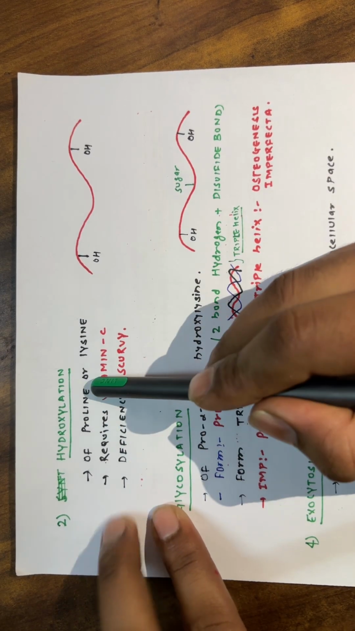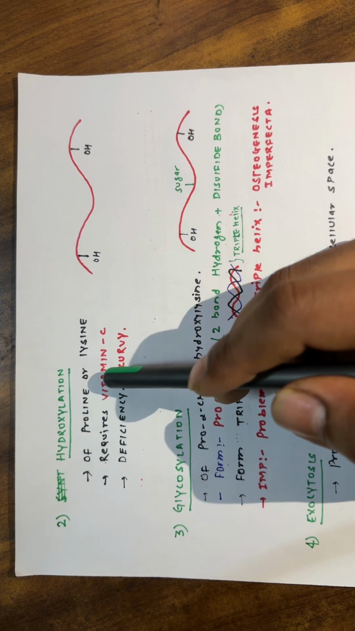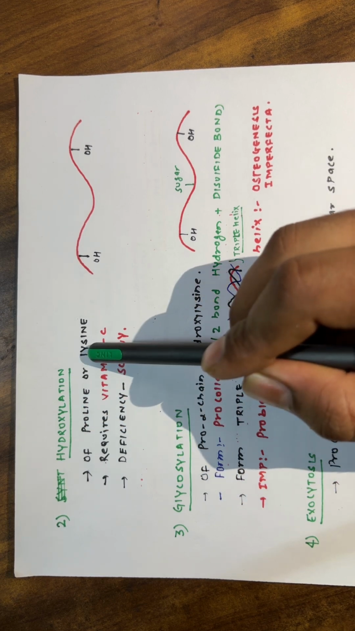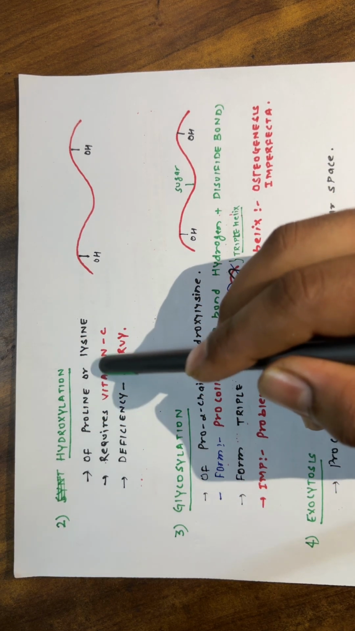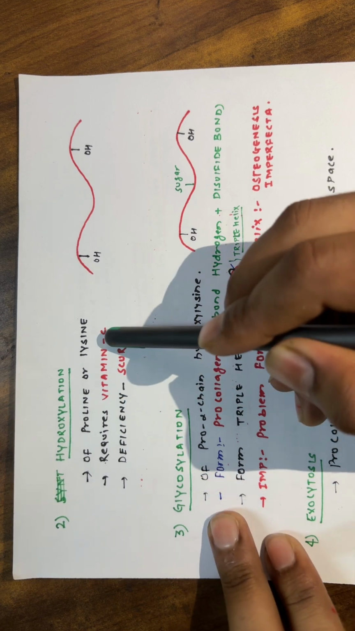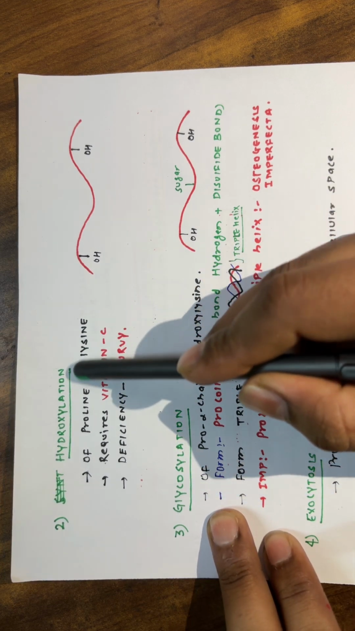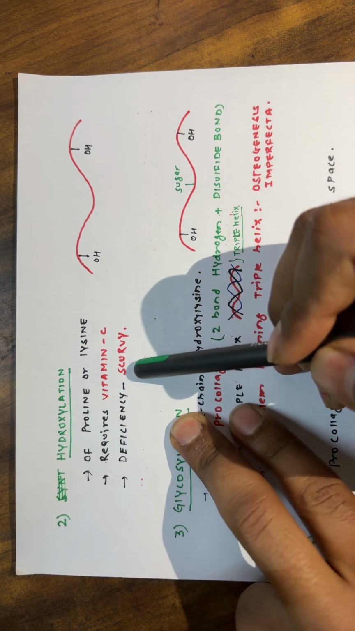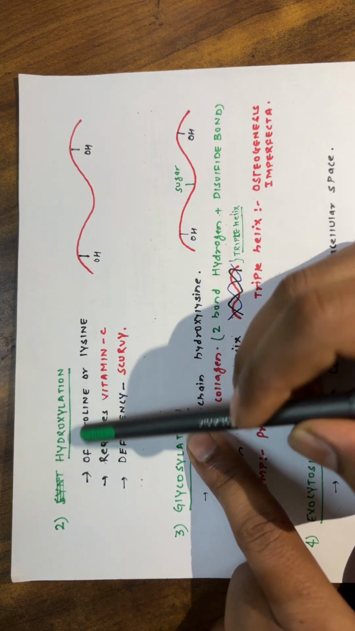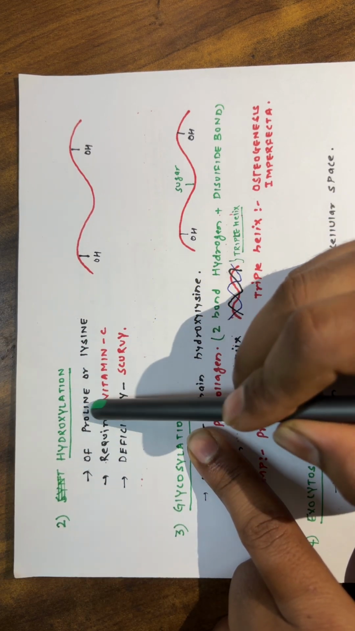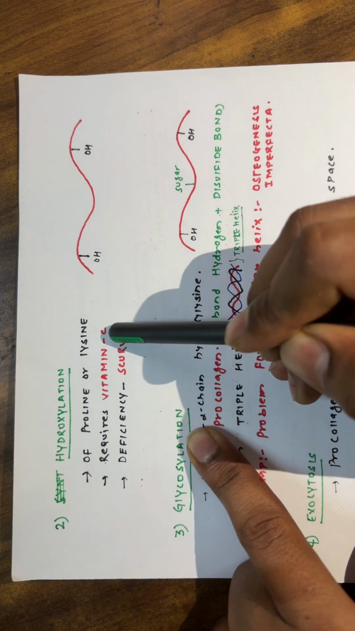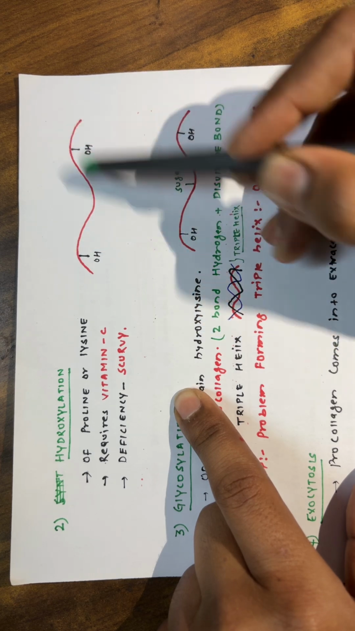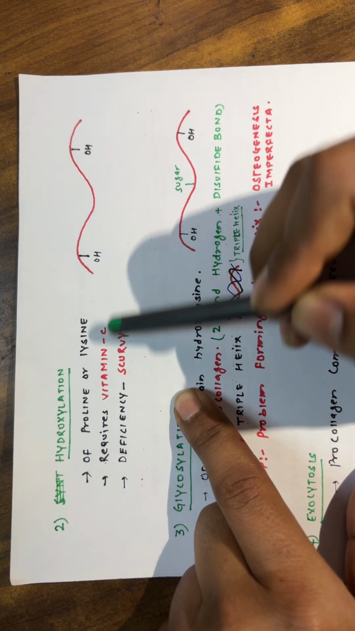Now we'll talk about the second step, that is hydroxylation. In this step the hydroxylation of proline or lysine occurs. This step is vital because it requires vitamin C, and if there is a deficiency of vitamin C, then scurvy will occur. Most of the time the MCQ asked is: if there is a defect in hydroxylation, or a deficiency of vitamin C, which disease will occur? That is scurvy. We can see the structure of collagen here, so that 2-OH group is added in this step.